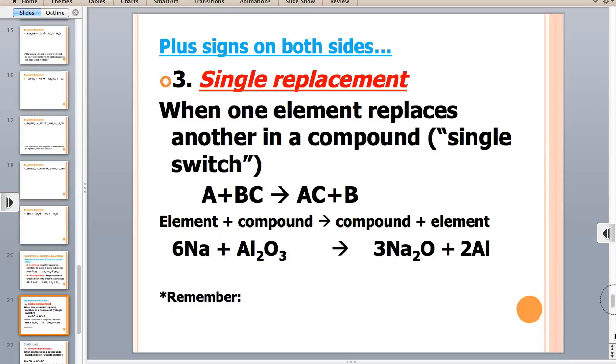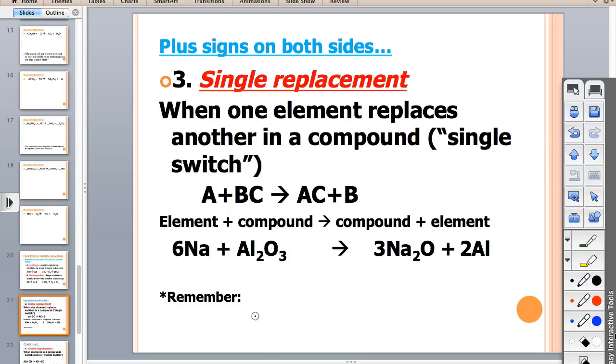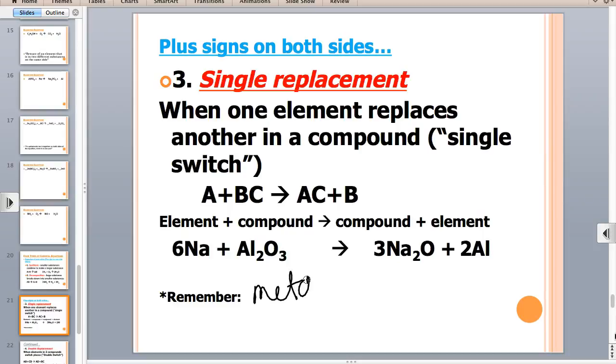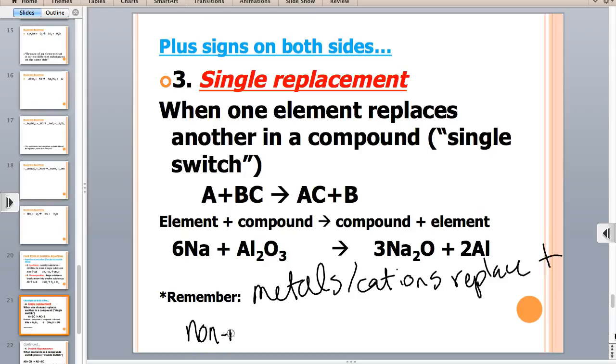Remember, I made a little note there. The thing to remember is metals are cations. Metals, or cations, replace metals, or cations. Non-metals, or anions, replace anions.